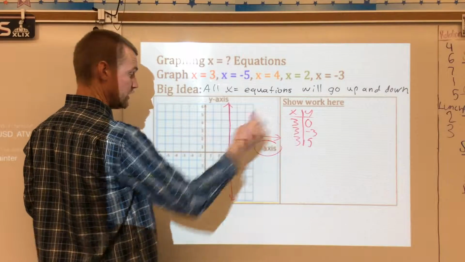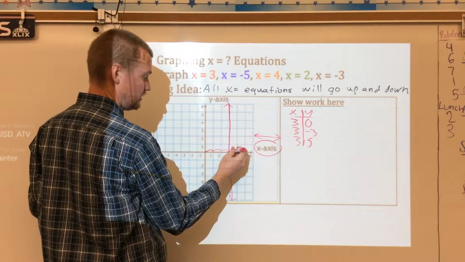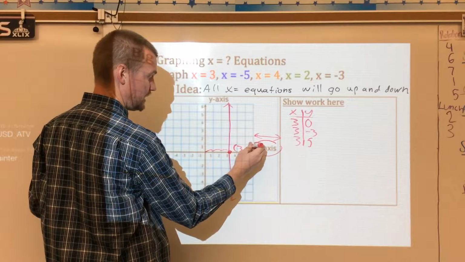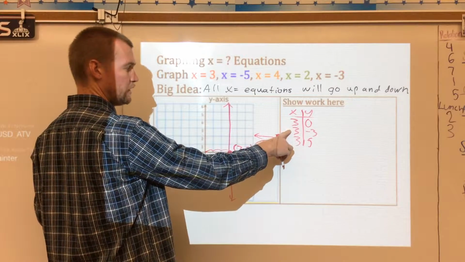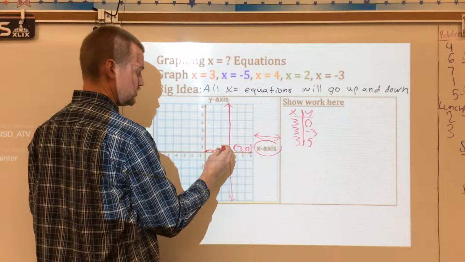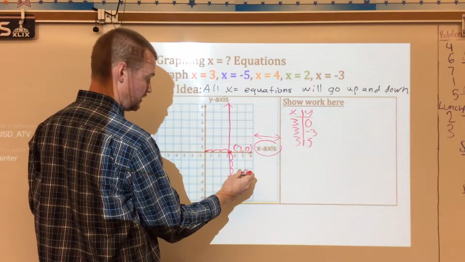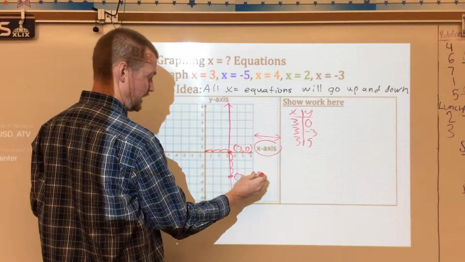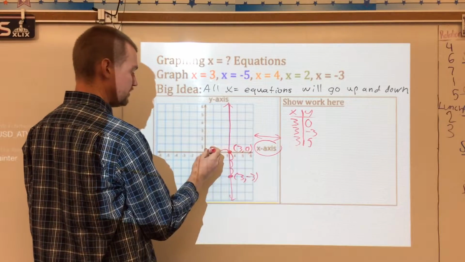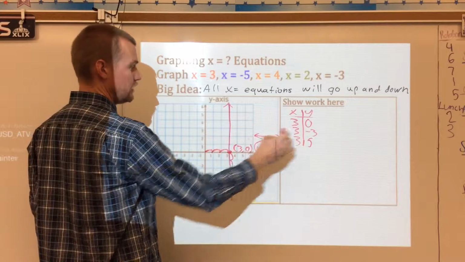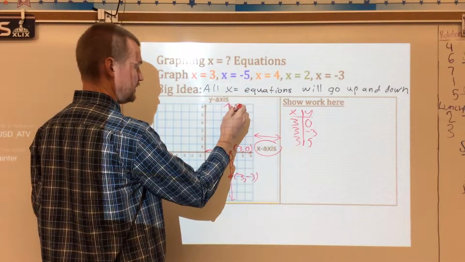Starting with positive 3, we go over 3: 1, 2, 3. Do not go up or down. So this particular point is at 3 and 0. Next, we have 3 and negative 3. Over 3: 1, 2, 3. Down 3: 1, 2, 3. Lands right there. And our last point, we have 3 and positive 5. Over 3: 1, 2, 3. Up 5: 1, 2, 3, 4, 5. Lands right there.